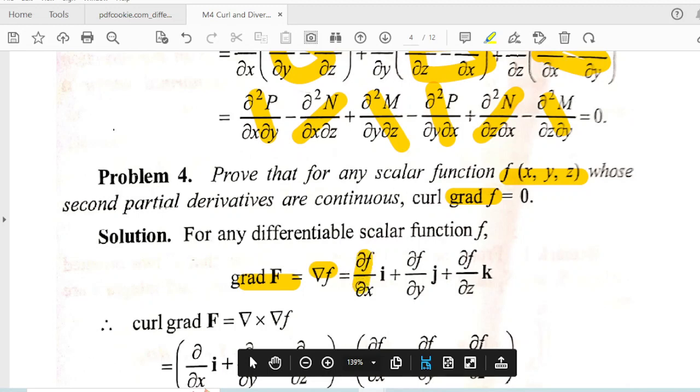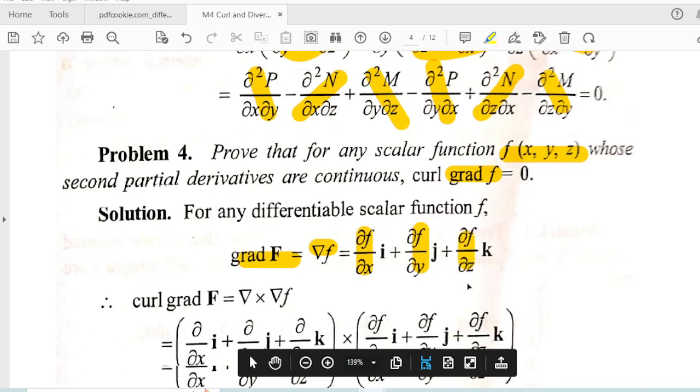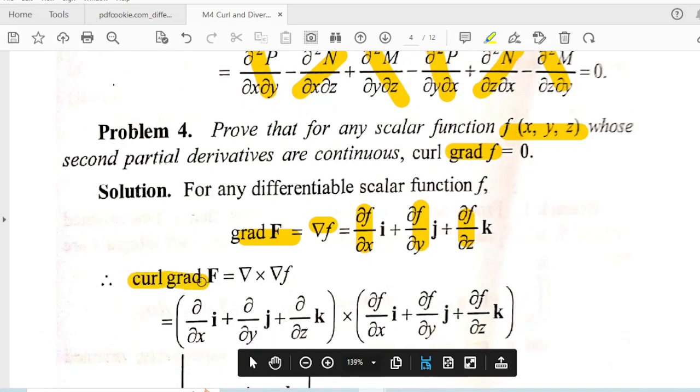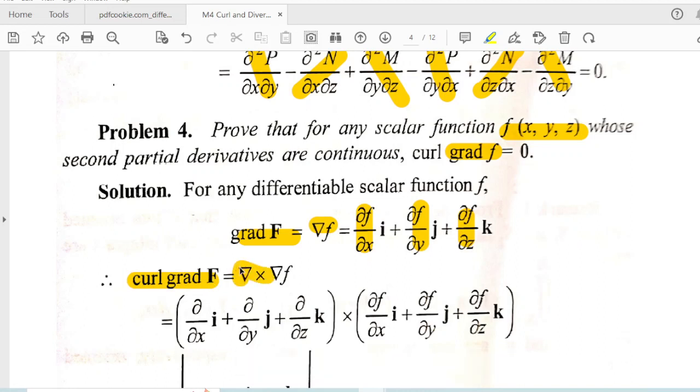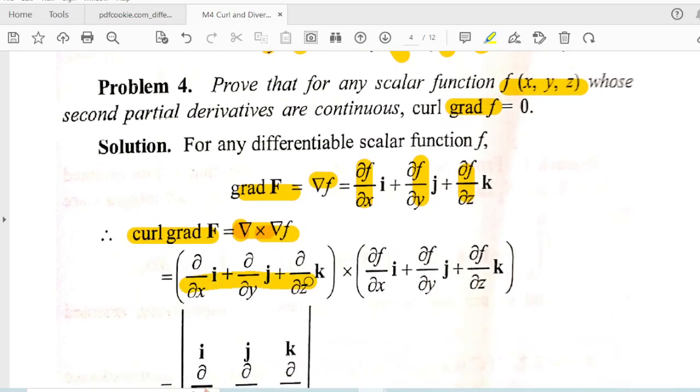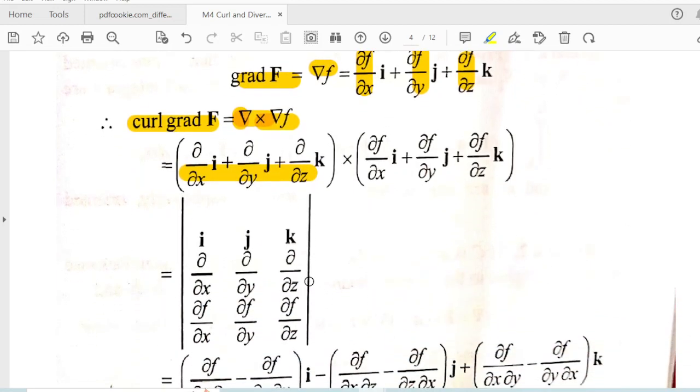This is equal to dou f by dou x i cap plus dou f by dou y j cap plus dou f by dou z k cap. Now we have to find curl of grad f. Curl of grad f means del cross del f, grad f. So this is equal to this. Now we can write in our brackets. So this is our del and this is our del f. What is del f? Del f is dou f by dou x i cap plus dou f by dou y j cap plus dou f by dou z k cap.